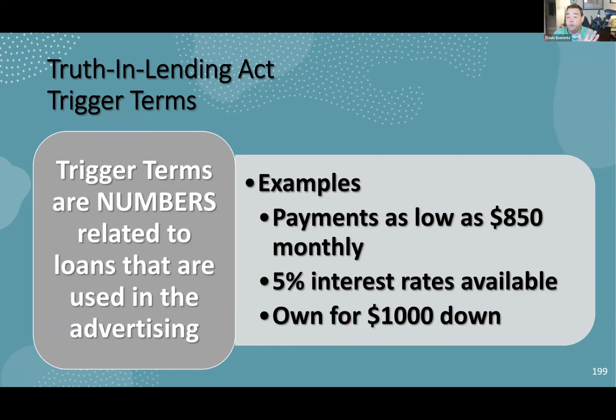Lenders can advertise, generally speaking, without doing these disclosures. But if the lender chooses to advertise specifically using a trigger term, then they have to now give the disclosures. Trigger terms, folks, are numbers in the advertisement that relate specifically to the loan. Now, trigger terms are not bad. Don't choose that on the test. I'll repeat that. Please do not choose an answer that says the point of Regulation Z is so that borrowers won't see trigger terms. That is not the point of Regulation Z. The point of Regulation Z is not to tell lenders not to use trigger terms.